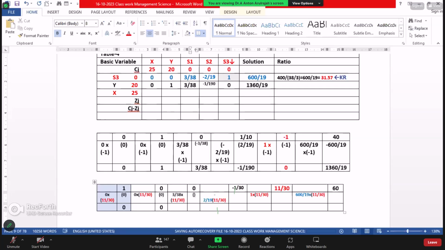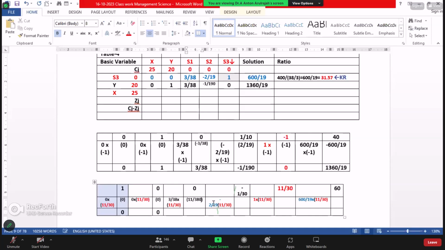3 by 30, 0. That's about 11 by 380. And the answer is minus. Same answer but minus 1.